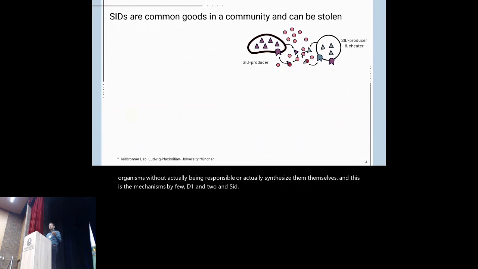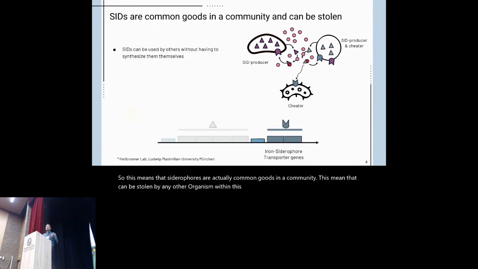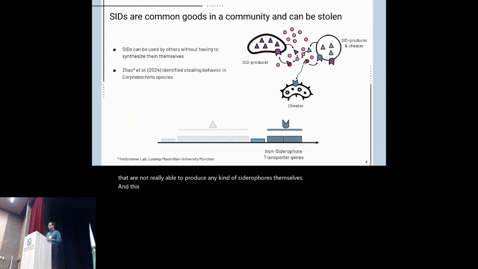So this means that siderophores are actually common goods in a community. They can be stolen by any other organism within this community, even by organisms that are not able to produce any kind of siderophores themselves. And this was shown by our collaborators: Corynebacteria are also able to cheat on Staphylococcus aureus.